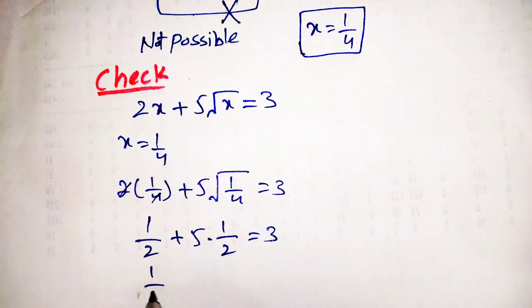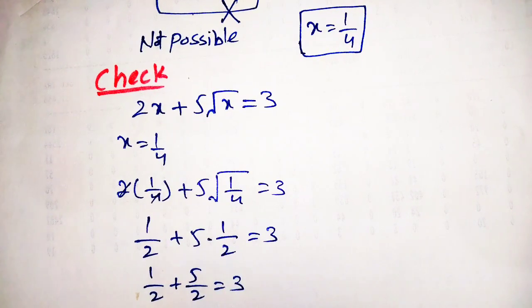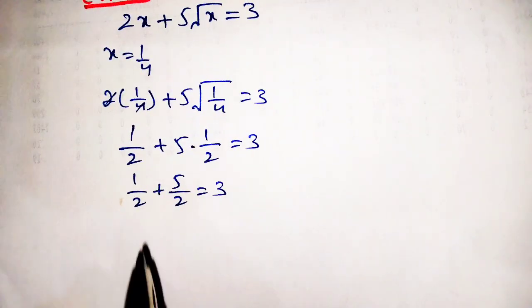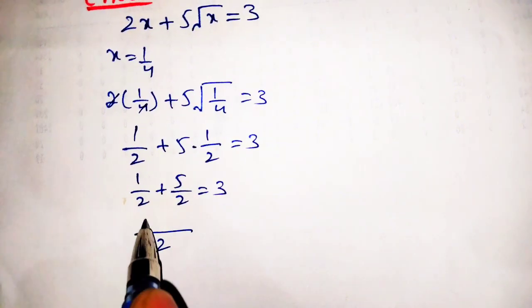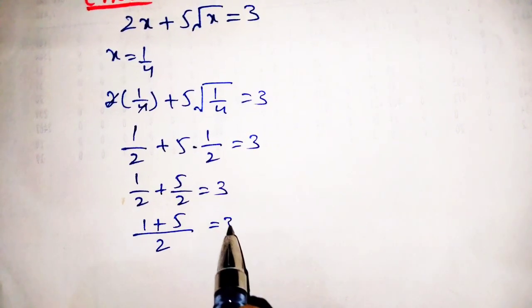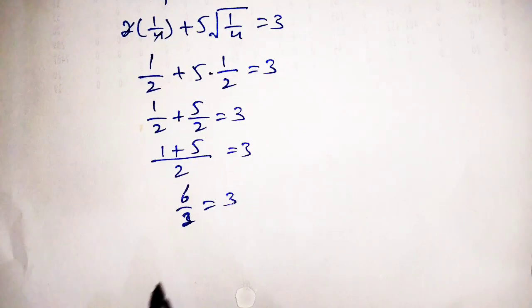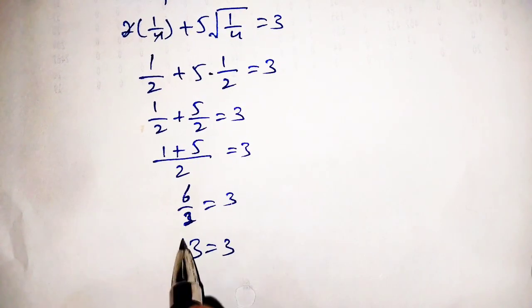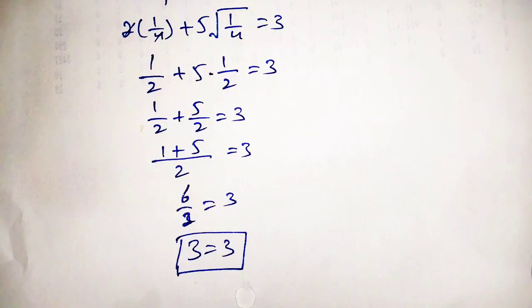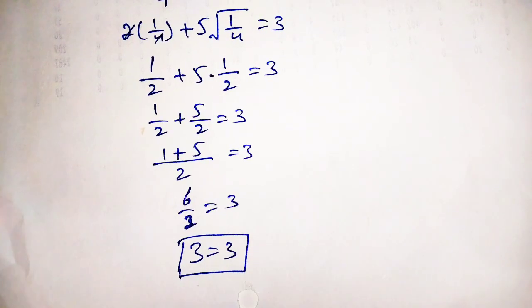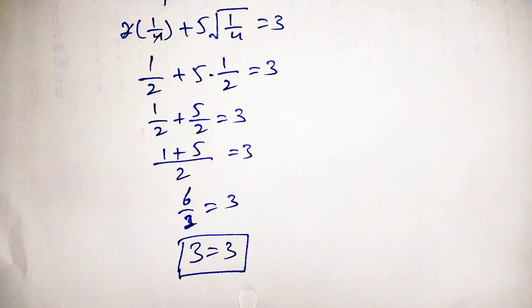So 1 over 2 plus 5 over 2 is equal to 3. Now taking LCM, we will get 2, 1 plus 5 is equal to 3 and 6 over 2 is equal to 3. From this, 3 is equal to 3. Hence, this root verifies the given condition, the given statement.